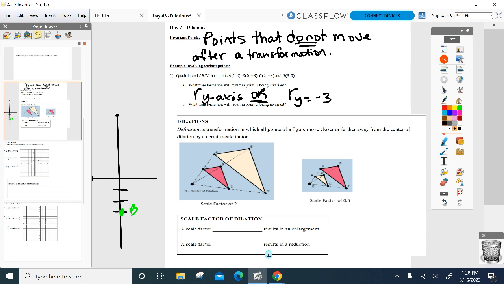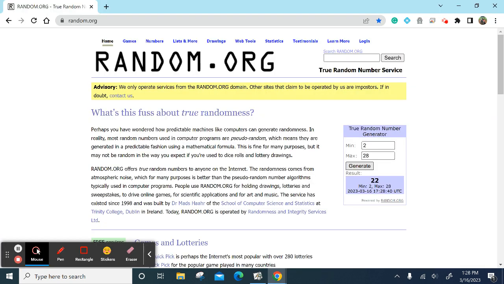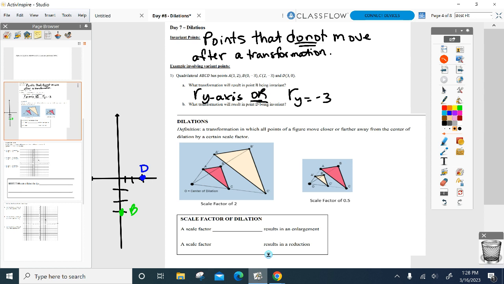Give me a transformation where D will be invariant. Again, D, here you go. You need a little visual right up here. 1, 2, 3. Here's point D. Point D. There it is. Give me something there. All right, now I can go numbers. I feel comfortable going numbers. Give me something.